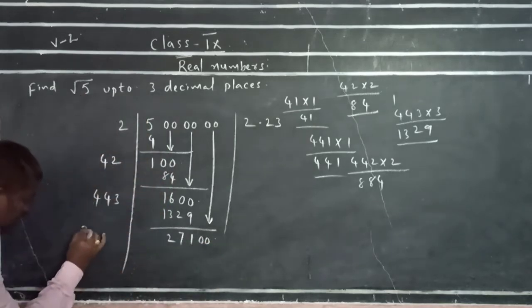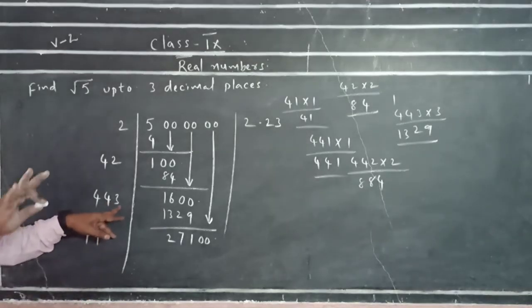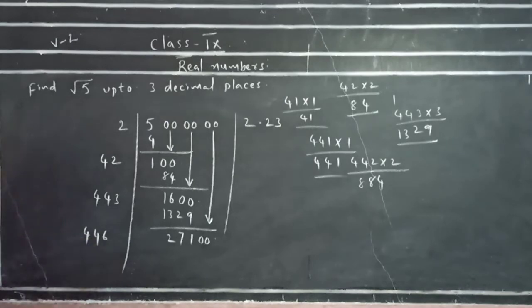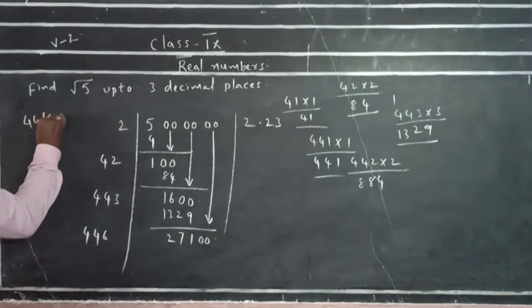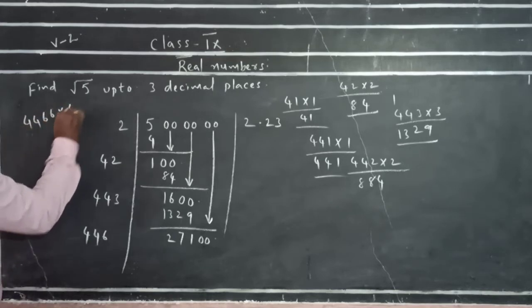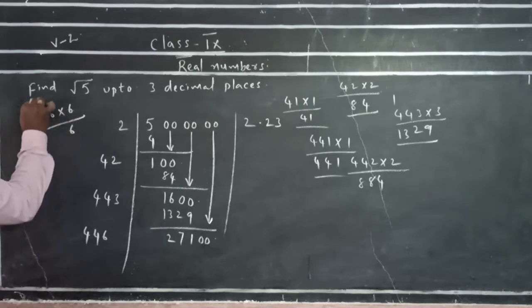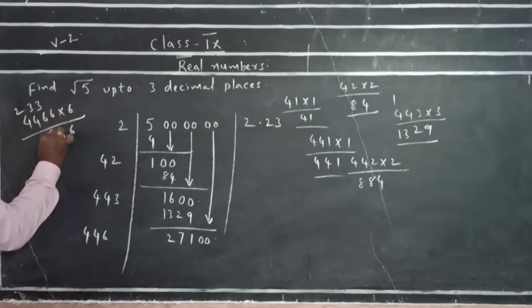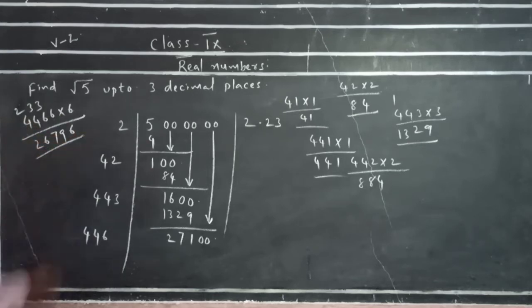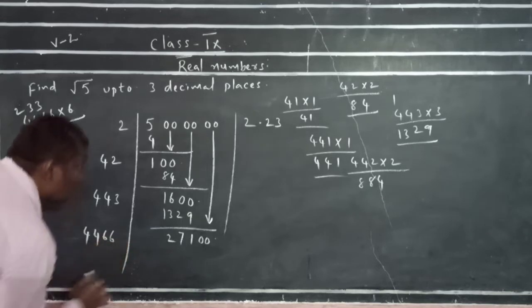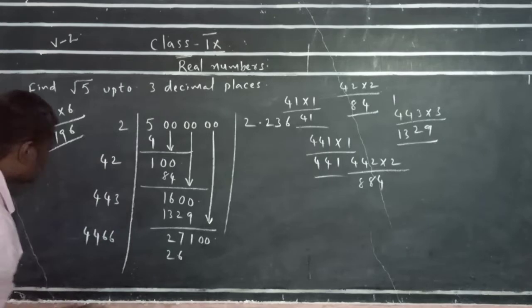Don't change the previous 4. This is also 4. The next one, 3 plus 3 is 6. Next here 4, 4, 6, 6 into 6, 6, 6 is 36, 36, 39, 27, 24, 26. Okay, here 4, 4, 6 into 6. Here 26, 796.